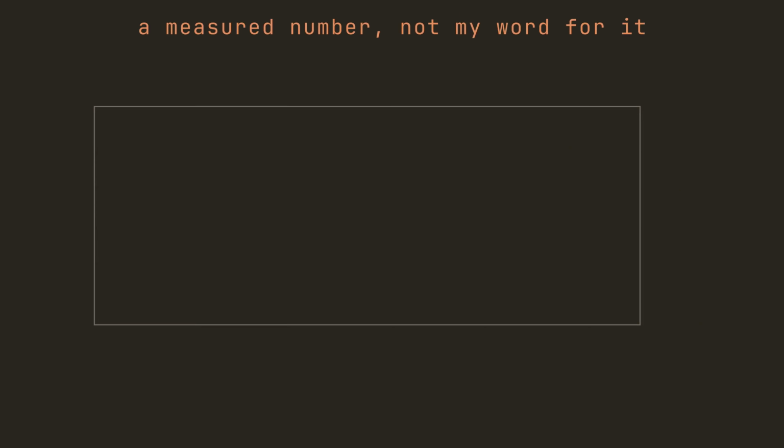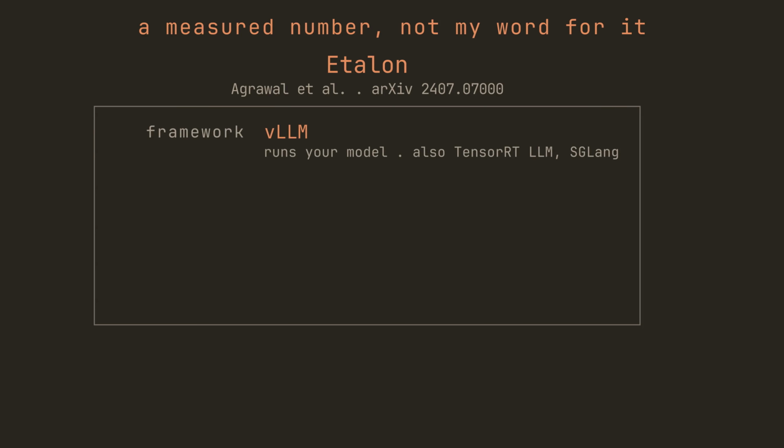And I don't want you taking my word for that, so let's put a measured number on it. There's a paper called Etalon from Agrawal and colleagues, and their setup is worth saying slowly because every piece of it matters. They ran vLLM, and if that name is new to you, vLLM is one of the open source serving frameworks, which is the software that actually runs your model and hands the tokens back to your users. TensorRT-LLM and SGLang are the other 2 you'll meet most often. And episode 2 walked through why all 3 end up the same shape.